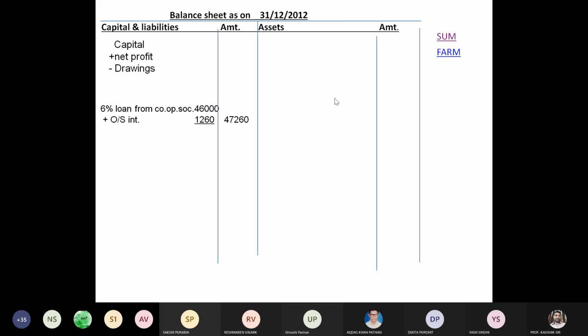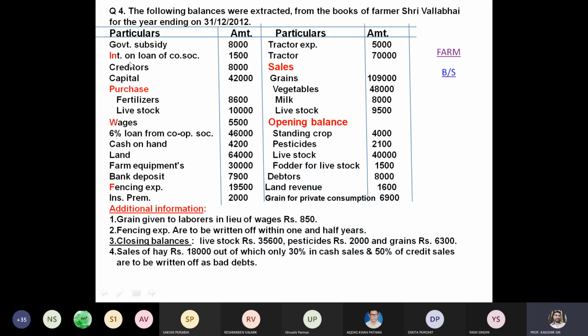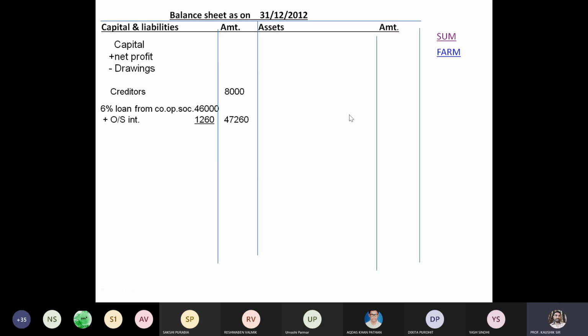Okay. Go to the sum again. Interest on creditors and capital. Creditors as a liability. Capital will also be shown in the balance sheet. 8,000 and 42,000. Go to the balance sheet. Creditors and capital. Capital will be written in the inner column because we have to add the profit. That's why.